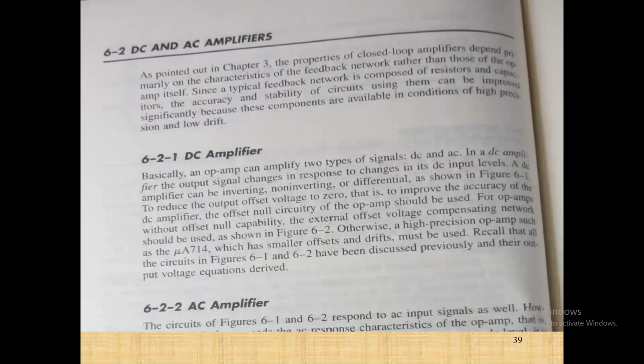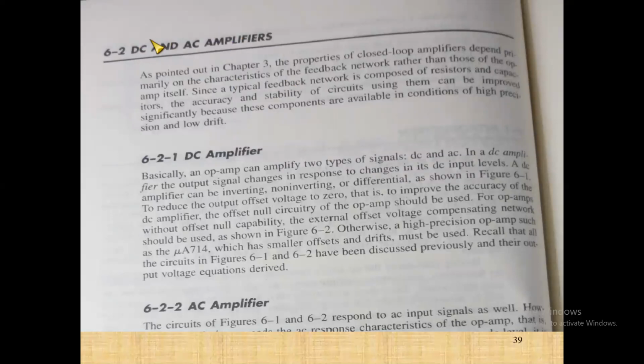Now, the topic here is DC and AC amplifiers. DC just means that it is direct current. That means the input is just a constant value. AC is an input which has some frequency of the signal. Here there is no frequency, here there is a frequency.